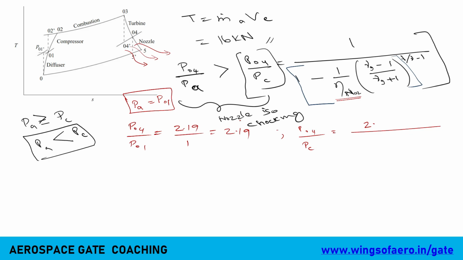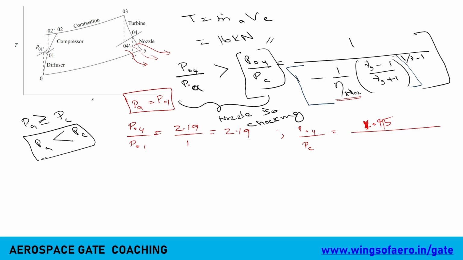PC will be 1.15. Sorry, what is the value? 1.15. The answer should be near about 1.15, whatever it is. So PC equal to... No, I'm asking for the ratio, the entire ratio. Now we have to check whether the nozzle is choking or not. The ratio is approximately 1.9 you are getting.